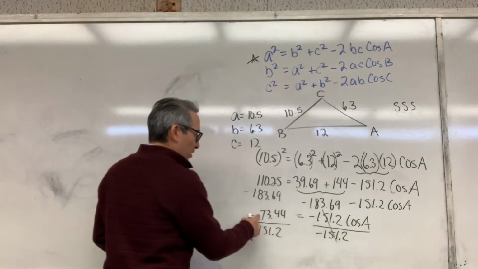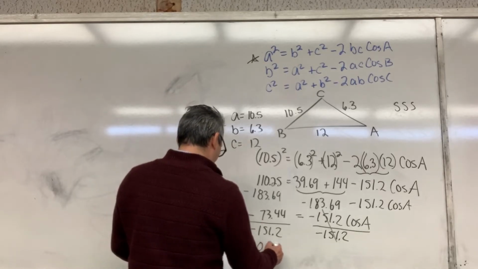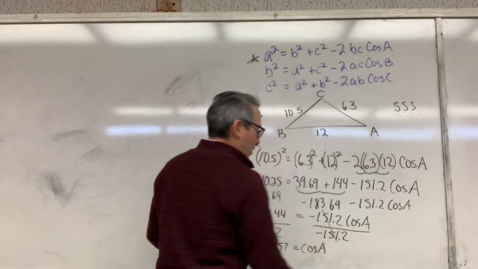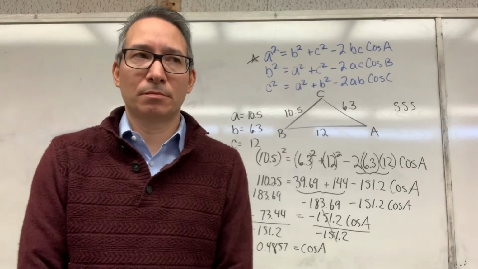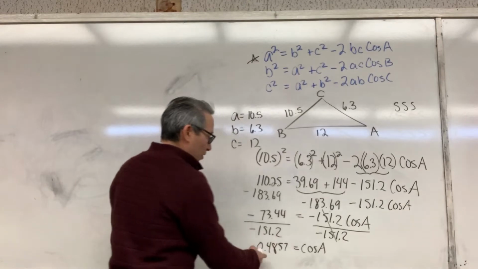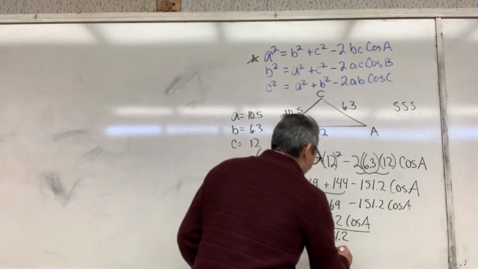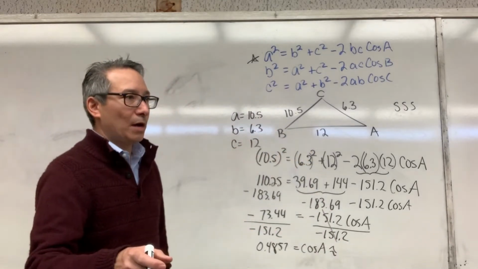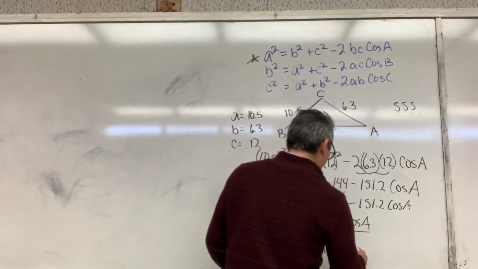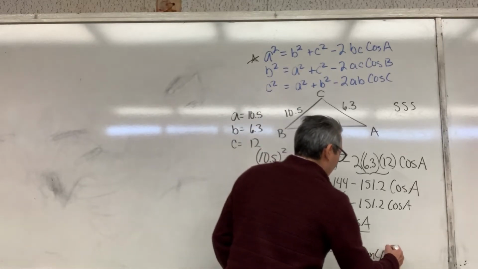So if you take negative 73.44, divide that by negative 151.2, you get 0.4857, which is equal to cosine A. What do you think you're going to use next? Inverse functions. What is the inverse of cosine when you have 0.4857? When you use the inverse cosine, it's going to give you approximately, and now we're going to have to round to the nearest degree here, you're going to get 61 degrees, which is equal to the measure of angle A.